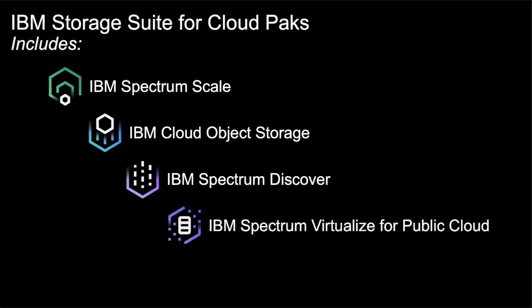Spectrum Virtualize for public cloud, which is the fabric that allows these infrastructure elements to connect to not only our infrastructure, but 400 plus third-party heterogeneous storage platforms. It also includes, from the Red Hat stack, OCS, OpenShift Container Storage, as well as Ceph, which is the data plane for OCS. So those are all bundled into and included within Storage Suite for Cloud Paks.